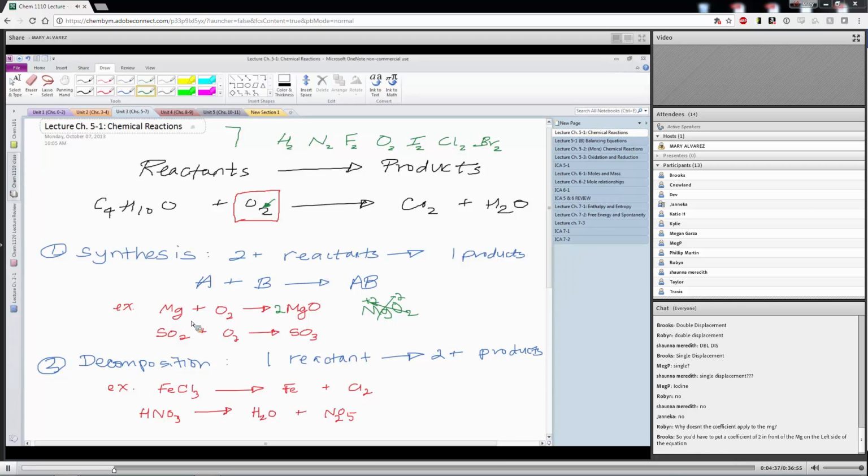Yes. Put a coefficient of 2 in front of the magnesium on the left-hand side, and now my equation shows 2 magnesium atoms on both sides and 2 oxygen atoms on both sides. So since I have the same numbers and types of all atoms on both sides, this equation is balanced. Balanced. Yay!